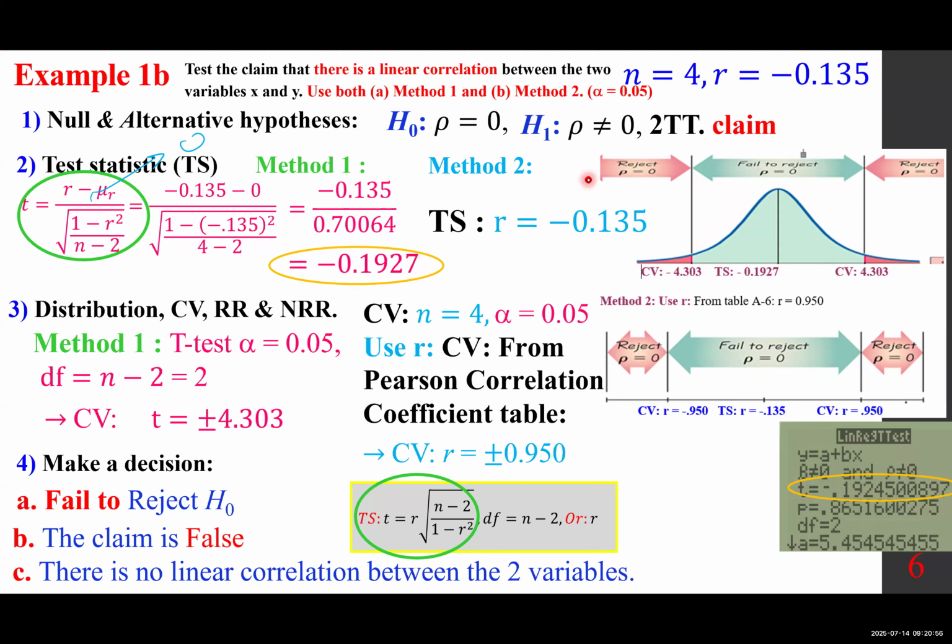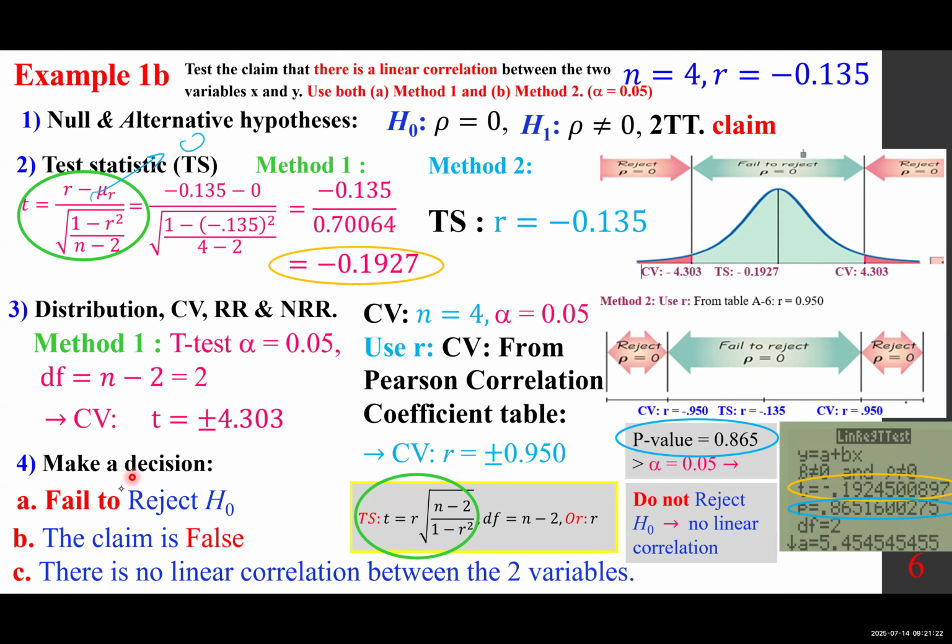What else do we notice here? This is the p-value, larger than alpha 0.05. So it's 0.865, let's say with 3 decimals. When the p-value is larger than alpha, do not reject or fail to reject H0. We get to the same decision.